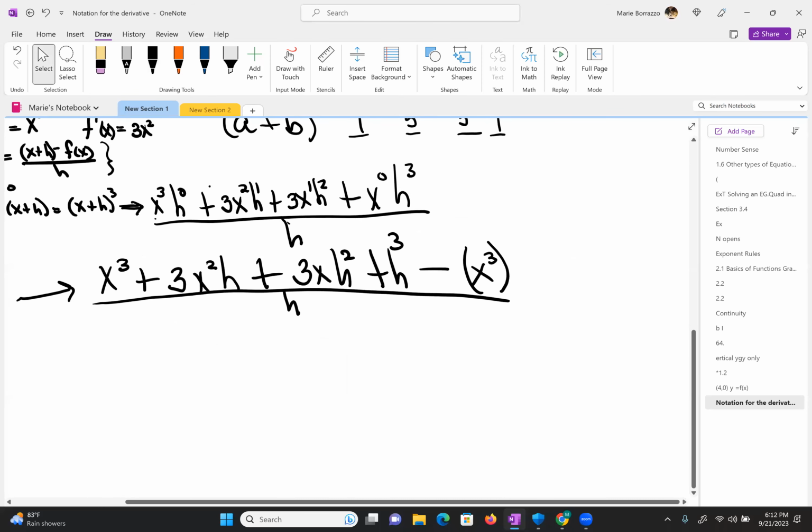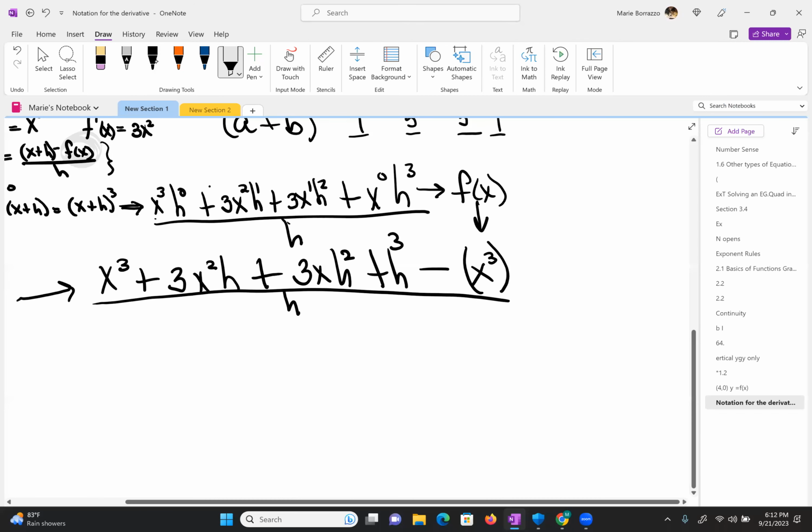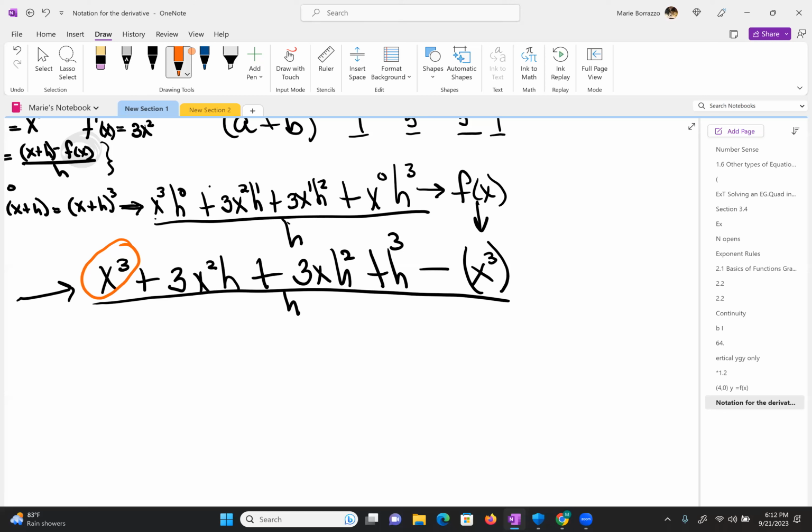Once I'm done with the whole formula, and this is lacking the f of x, so remember, the f of x is what I just added to the formula, which is this part right here. So you can see right here, what happens is that, first of all, the x cubes are going to cancel because this x cubed is positive. This one's negative. They're going to cancel.